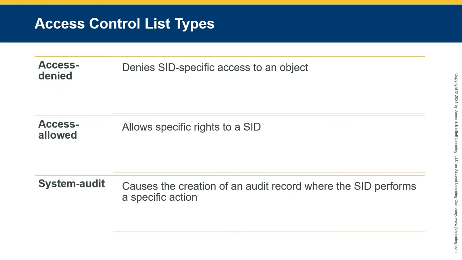Access control list types. Access denied: denies a SID specific access to an object. Access allowed: allows a specific right to a SID. System audit: causes the creation of an audit record where a SID performs a specific transaction.